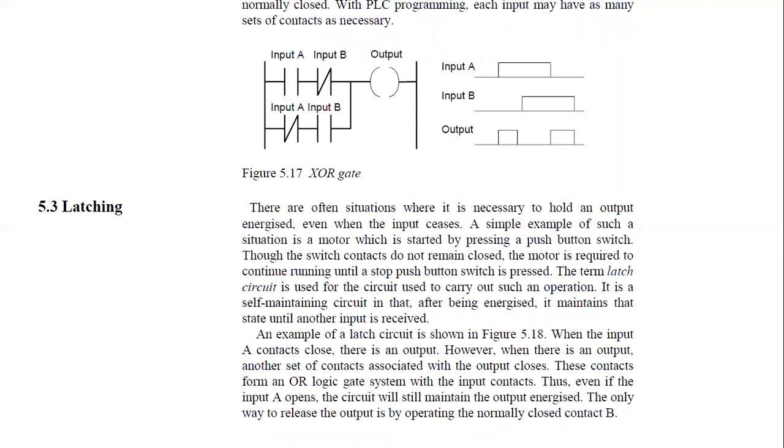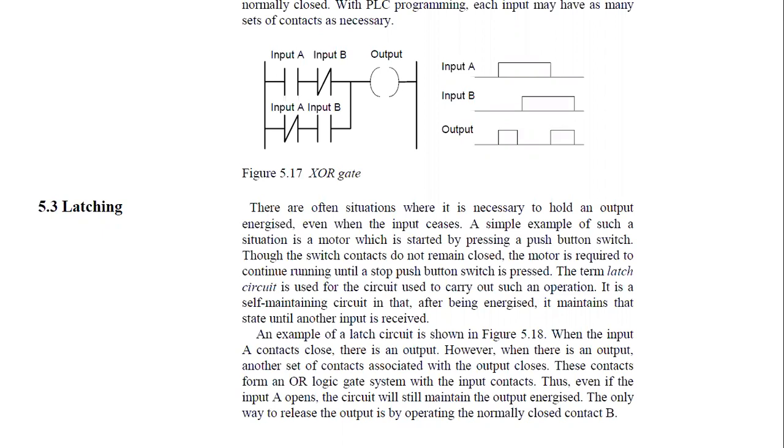I don't know if you have understood what I mean by that, but what I'm trying to say is that for such an example, that is the motor, it is started by pressing a push button, and although once you release that push button the contacts don't remain, the motor is expected to continue running. It is required that the motor continue to run until you push a stop button. That is, you press the stop button switch, and that is when the motor stops.